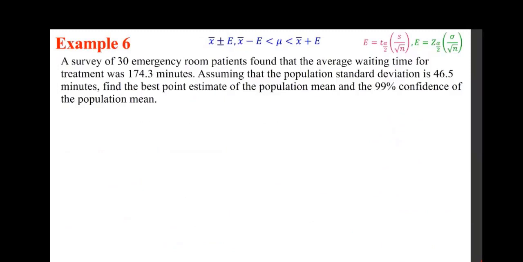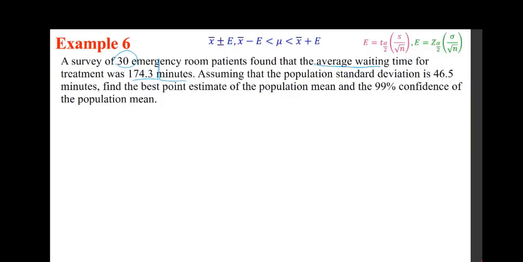A survey of 30 emergency room patients found that the average waiting time for treatment was 174.3 minutes. Assuming that the population standard deviation is 46.5 minutes, find the best point estimate of the population mean and the 99% confidence interval of the population mean. Okay, the very first thing we want to see, what's given symbolically. So a survey of 30. That's the first number we come across, n is 30. The average waiting time, that's x bar. Why is it x bar? For those 30 people, the average time was 174.3 minutes.